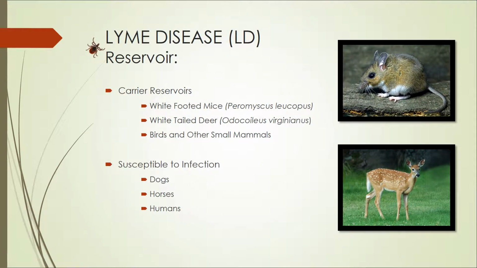Carrier reservoirs for Borrelia burgdorferi carry the bacterium but are unaffected by it. White-footed mice and white-tailed deer are the main carrier reservoirs. Birds and other small mammals can also act as carriers. Dogs, horses, and of course humans are all susceptible to infection.